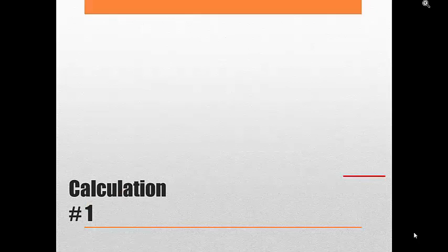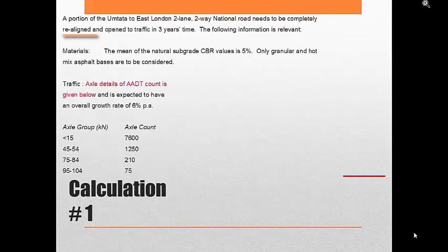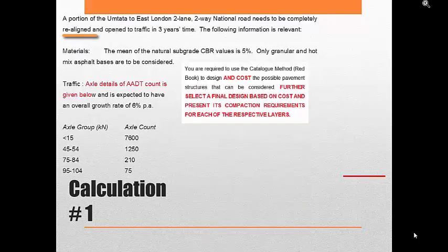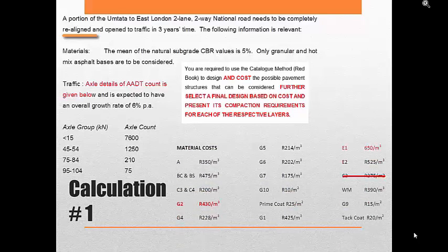Design question 1 from the design book will be used as the example in this presentation. You are required to identify all possible pavement structures and cost them. The final design is to be presented with a minimum compaction. Please note that the text presented in red are changes which have been effected to the question. Update your question accordingly.